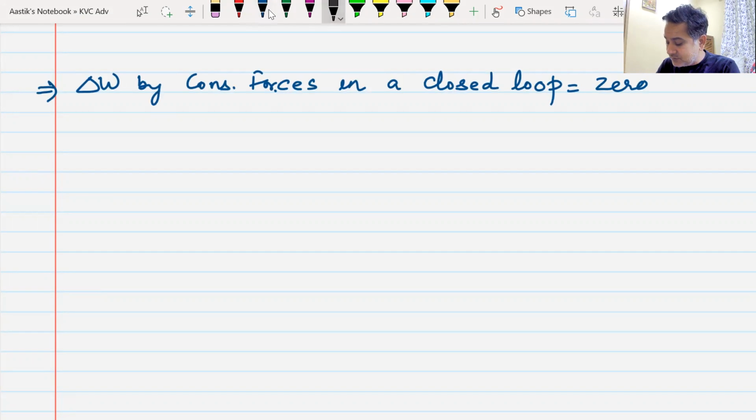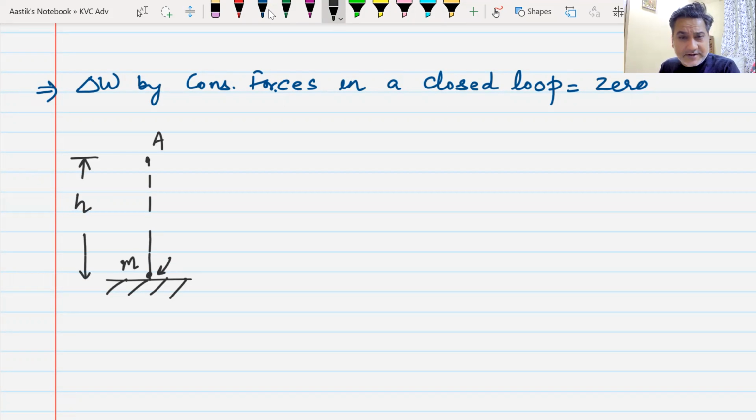If I take an example, if I bring a body of mass m from the ground and raise it to this point, let us say A, at a height h. Now, think about the work done by gravity from point B to point A. When I'm moving up, gravity is downwards, so the work done by gravity is negative. When this body moves from A to B, the work done by gravity will be positive. The net work done by gravity from B to A and A to B will be 0. Yes or no?